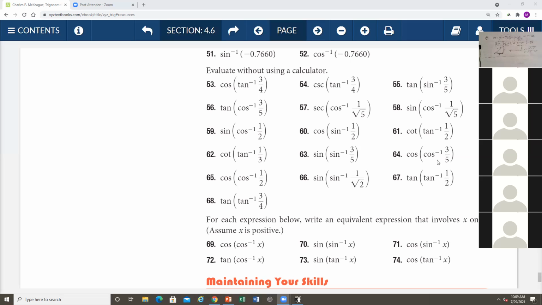Answer to number 64. 3/5. Okay, so some of these are very simple here. The answer to number 66. 1 over the square root of 2. The answer to number 68. 3/4. Okay. So like I said, some of these are pretty simple.